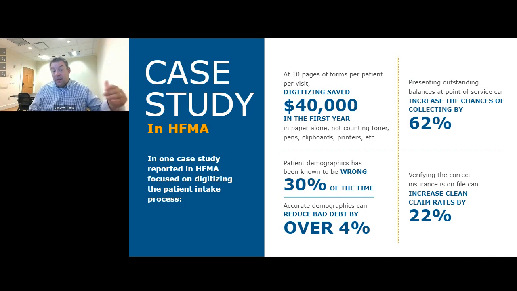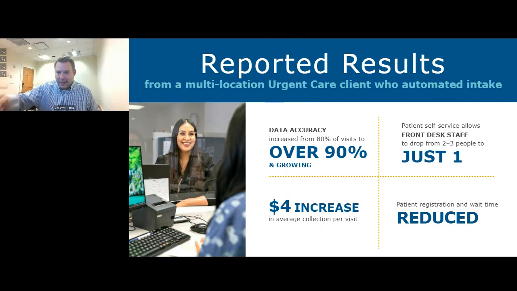in order to improve outcomes. If you're verifying insurance is on file, you increase your clean claim rate by 22%, completely allowing you to eliminate rework in the process. And as all of you have labor shortages now, it is a very significant process outcome in terms of just using technology in order to automate process.